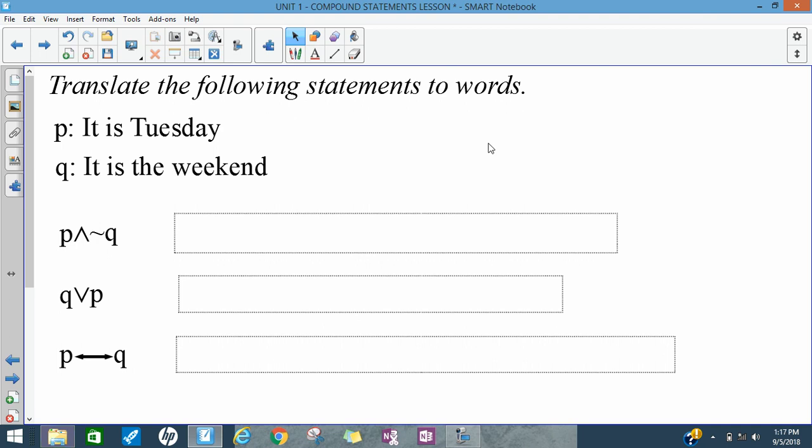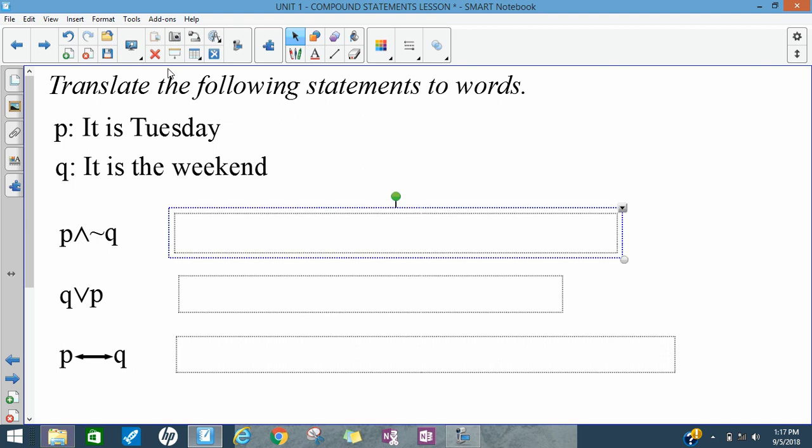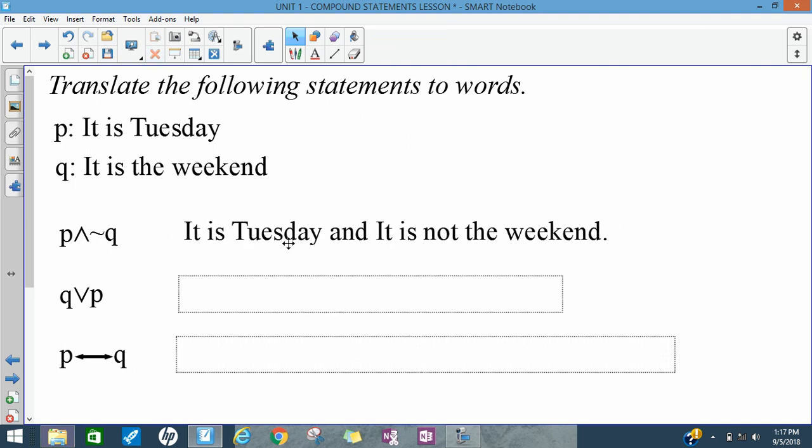So let's use these symbols a couple times. I'll give you a new P and Q, and we can translate these just like we have before when we were doing if-then statements, conditional statements. So here I have P. The symbol means and, not Q. So we need to change the meaning of it is the weekend. So we would say it is Tuesday and it is not the weekend. You might say it is Tuesday and it is a weekday.